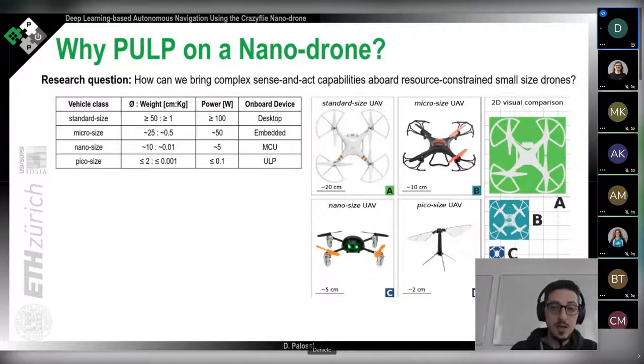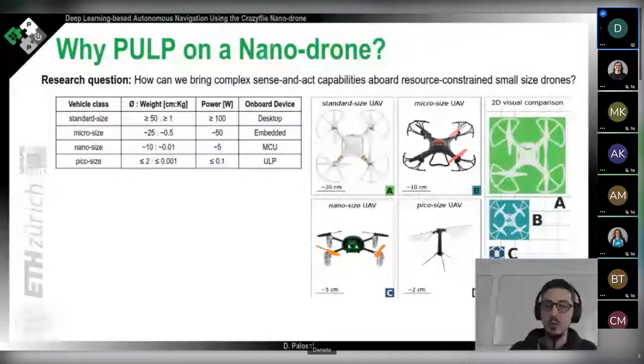But this is due to the dimension, because having a big dimension means payload and also the capability to bring powerful batteries to power fancy and very high-end devices. We're talking about hundreds of watts total power consumption of a standard size drone. Think about the Skydio or the Phantom 4 from DJI.